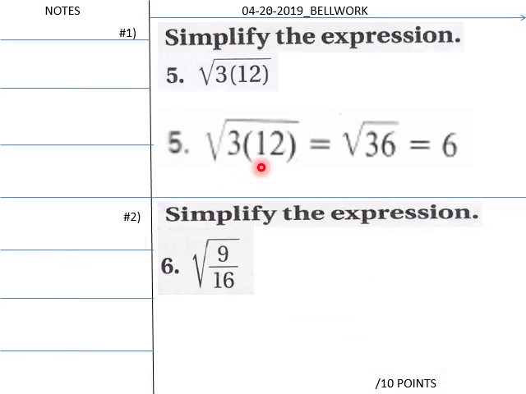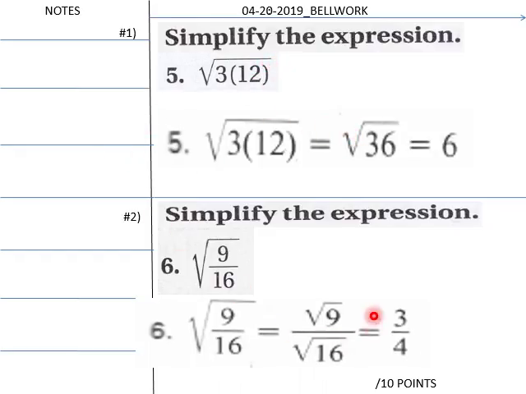Okay, welcome back. Here's the solution for our first bell work problem up here, and this will be our solution for our second bell work problem here.